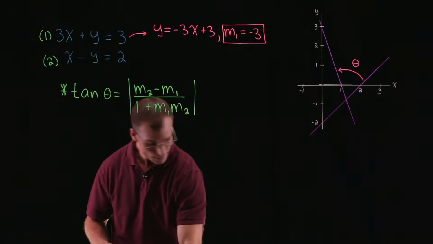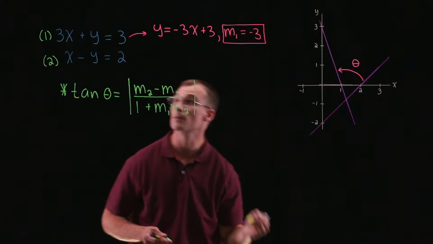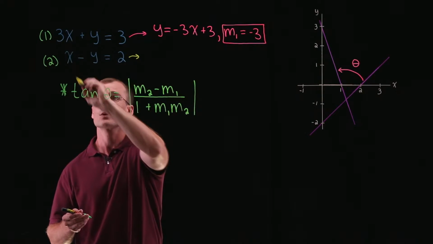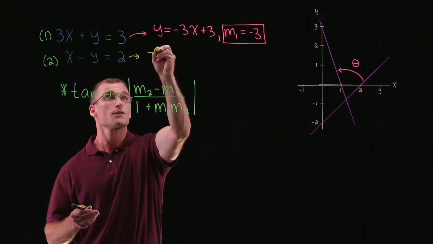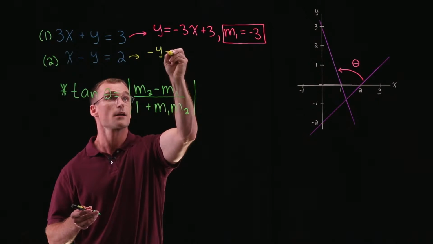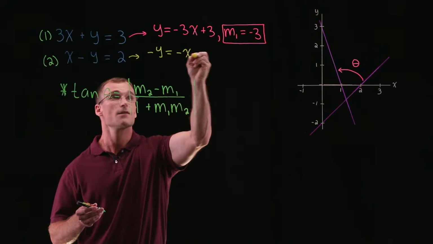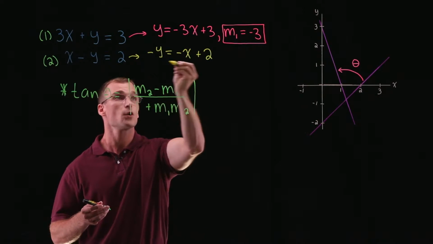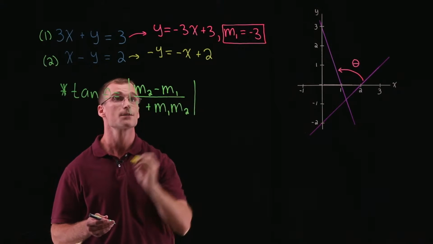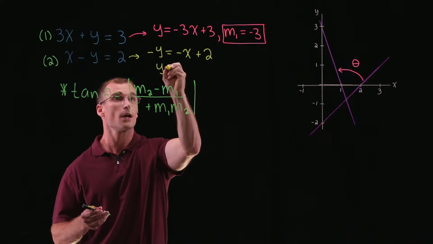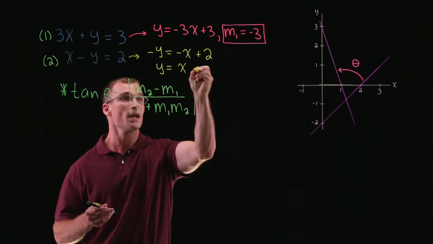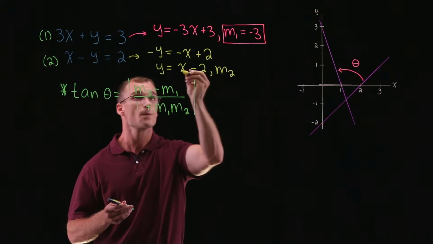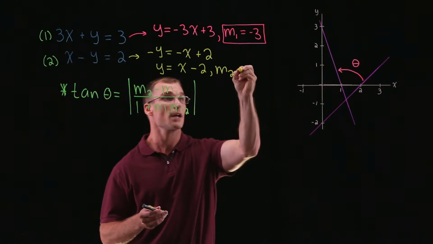And we do the same thing for our second equation. Solving for y, first we'll subtract x. That gives us negative y equals negative x plus 2. We want to get y by itself, so multiplying through by negative 1 on both sides gives us positive y equals positive x minus 2. Namely, our m2, the number being multiplied with x, is a positive 1.